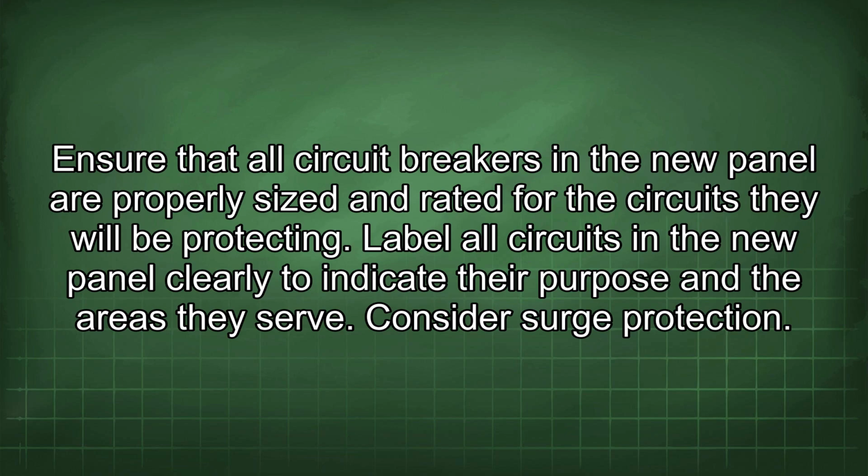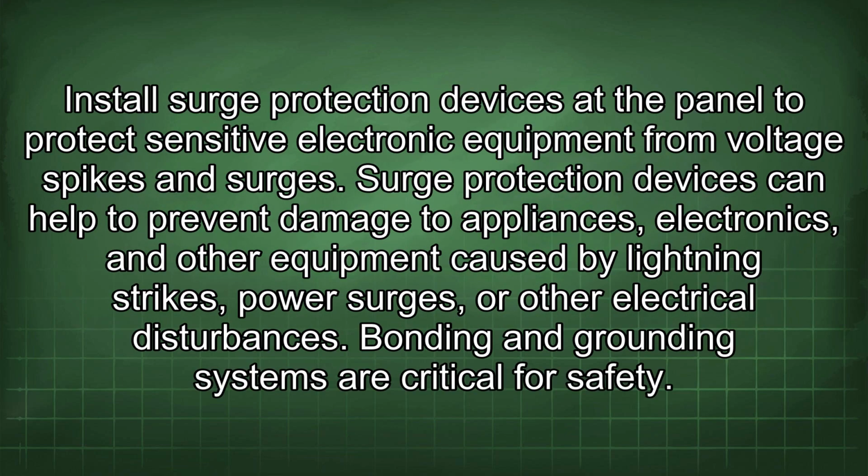Consider surge protection. Install surge protection devices at the panel to protect sensitive electronic equipment from voltage spikes and surges. Surge protection devices can help to prevent damage to appliances, electronics, and other equipment caused by lightning strikes, power surges, or other electrical disturbances. Bonding and grounding systems are critical for safety.